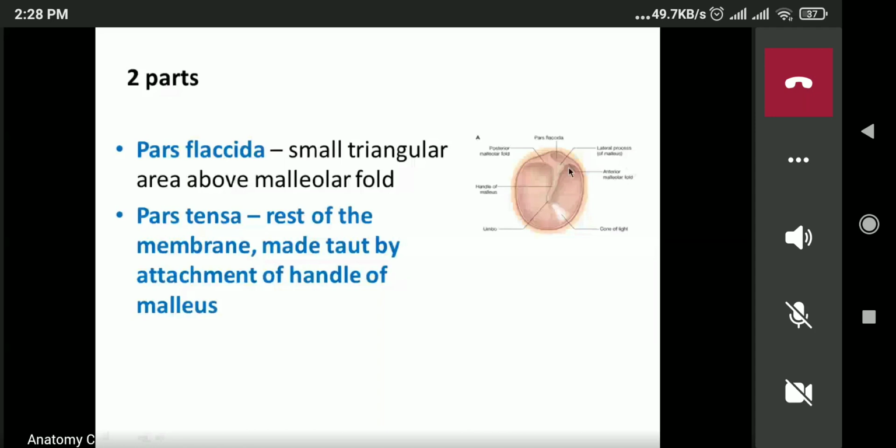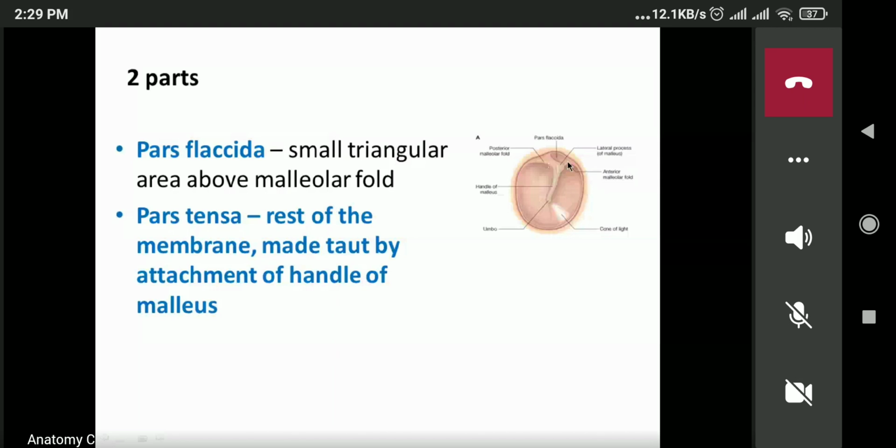Now come to the parts of the tympanic membrane. Here you can see the tympanic membrane. This is the handle of the malleus here, and here is the lateral process. This rounded part is the lateral process of the malleus. On either side of the lateral process, it gives attachment to the malleolar folds. This is the anterior malleolar fold, and this is the posterior malleolar fold. They are known as malleolar folds because this is the malleus, this is the handle, and this is the lateral process of the malleus.